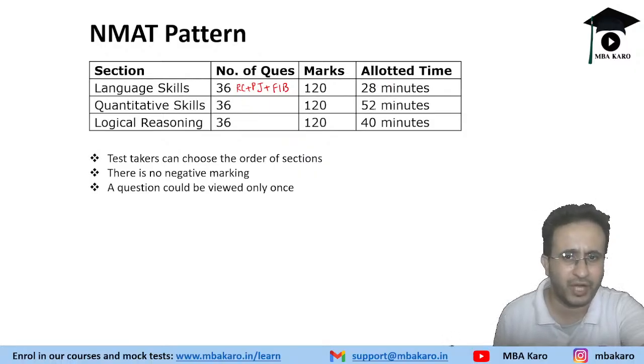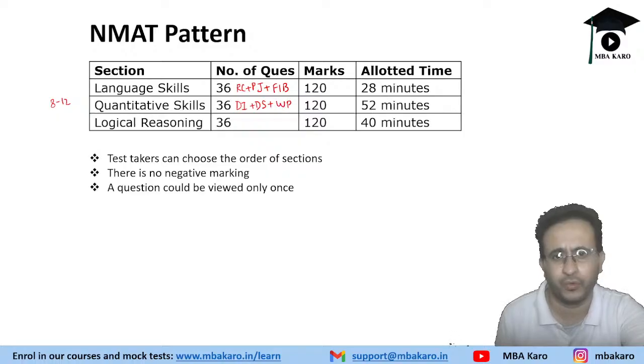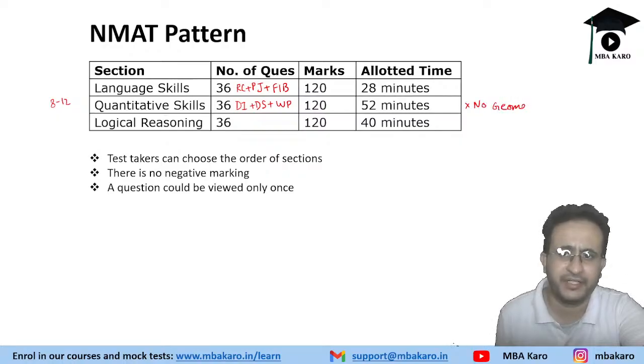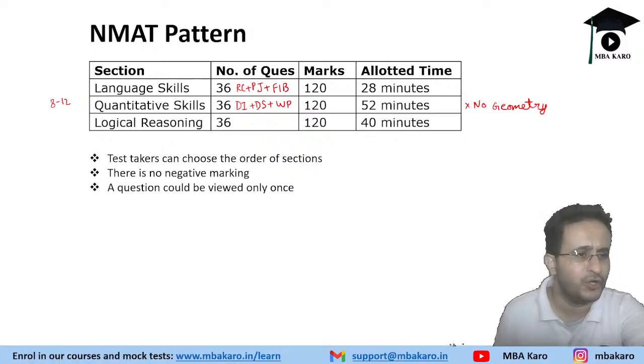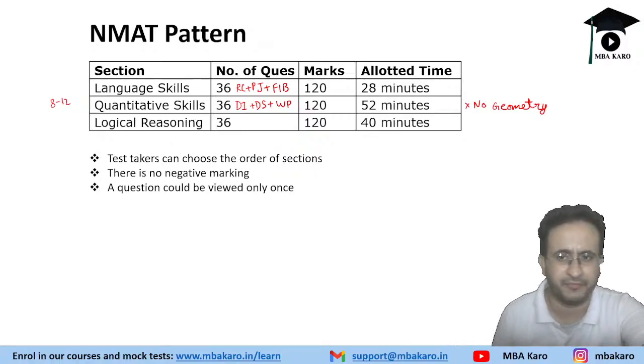For quantitative skills, you have 52 minutes, in which you have data interpretation, data sufficiency, and word problems. Data interpretation consists of around 8 to 12 questions. Then there is data sufficiency, and then word problems. Now in quantitative skills, there is no geometry. I will create a separate video on the detailed syllabus in which I will cover all the topics that are asked in NMAT and what you should be prepared for.